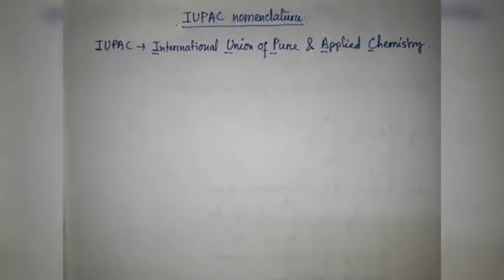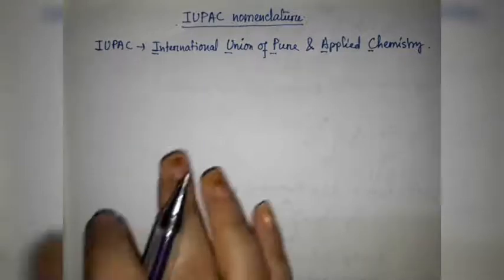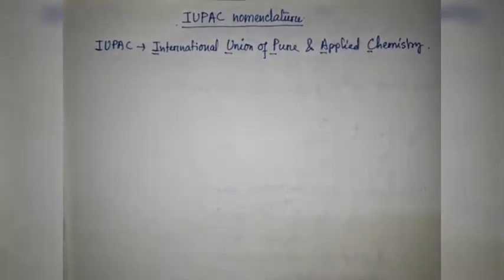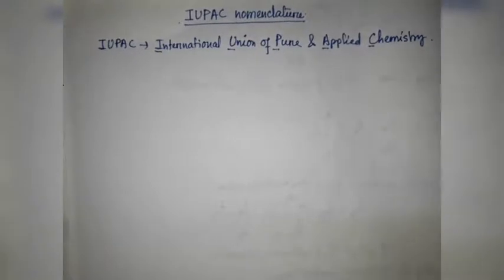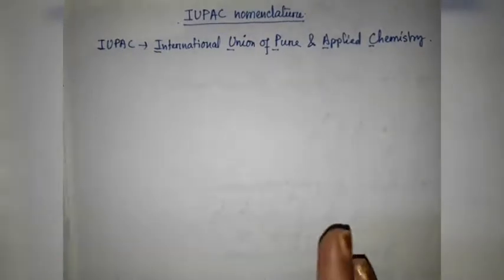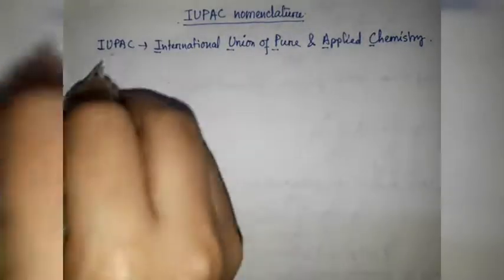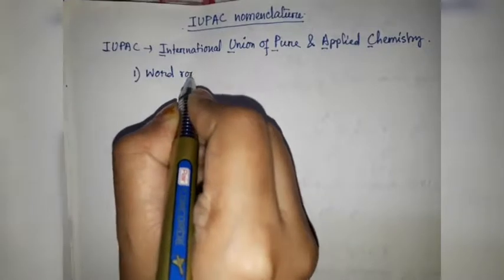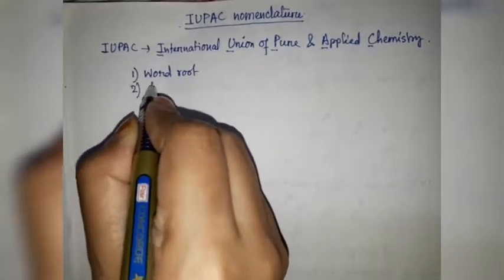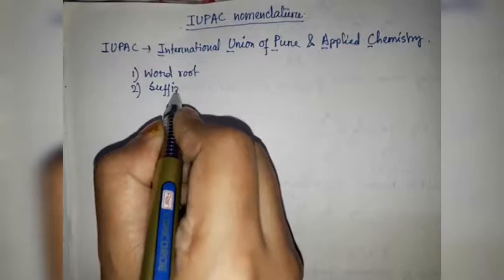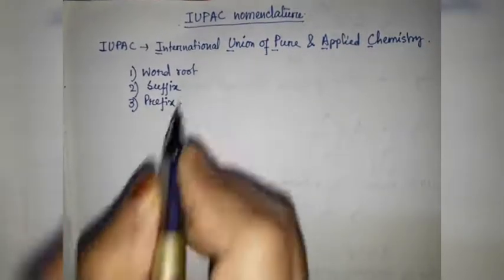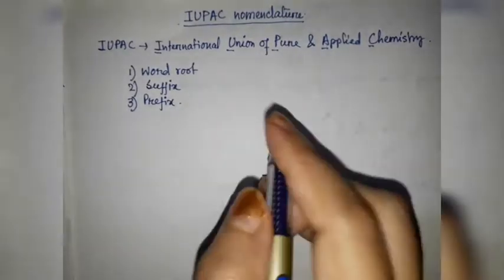So the purpose of IUPAC is to establish an international standard of naming of compounds which is common, unique, and of course unambiguous. According to the IUPAC system, the name of an organic compound consists of three parts. Number 1, word root. Number 2, suffix. Number 3, prefix. Okay, one by one we will discuss all these things.